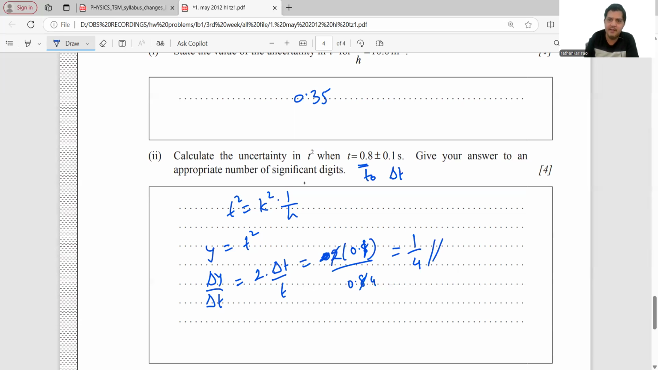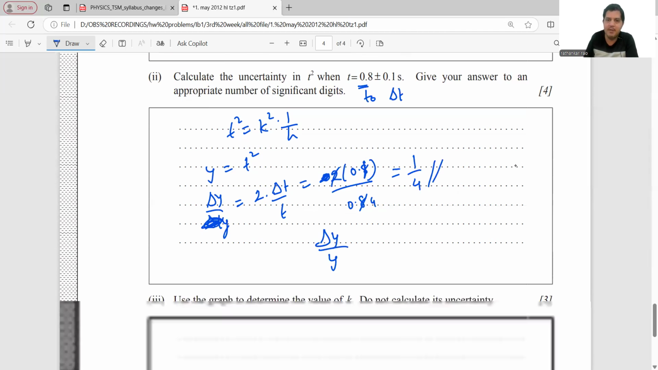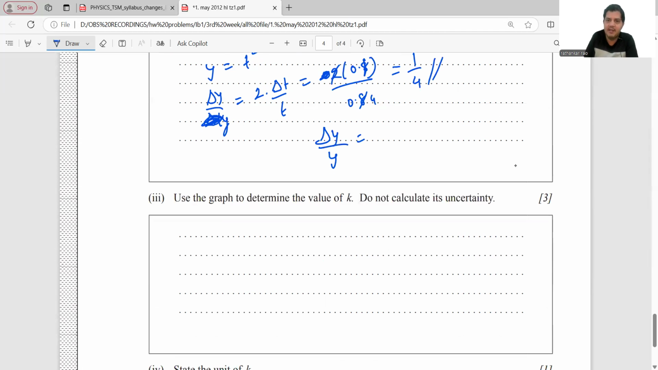But what is he asking? Significant in t square, right? Now let us write it down properly. What do we mean by that? So it's not delta y by delta t, it's delta y by y here. Delta y by y, if you write it properly, what do you get? You get this as delta of t square divided by t square, which is equal to 1 by 4. This is what you got.